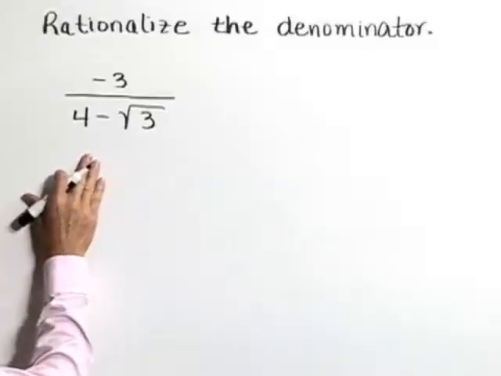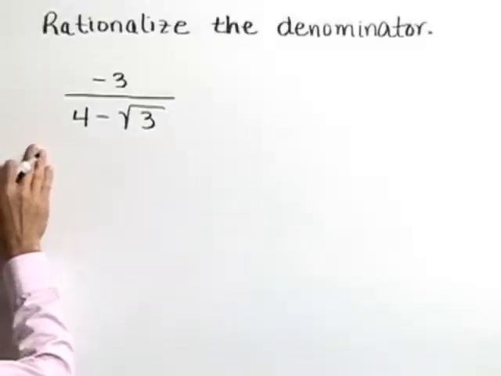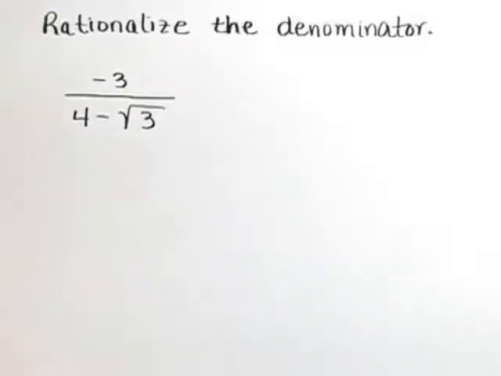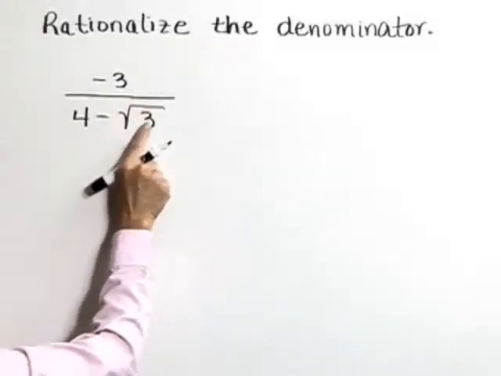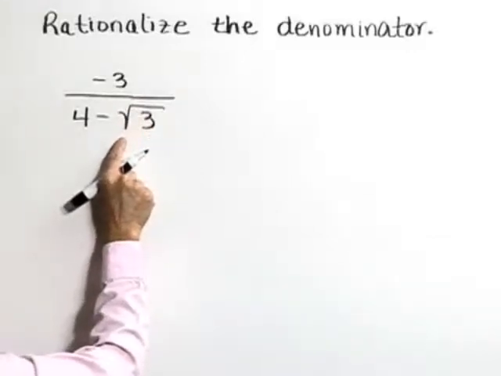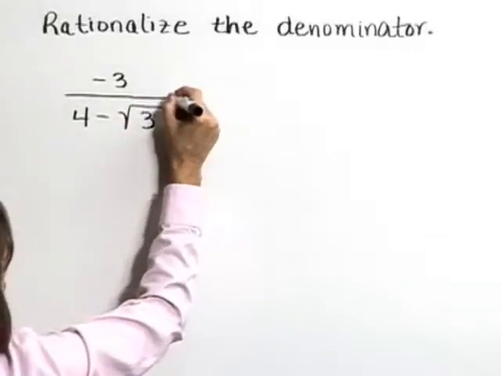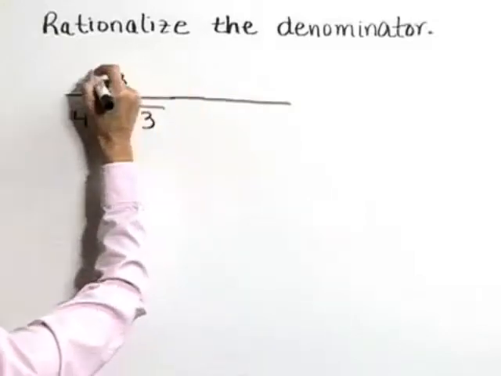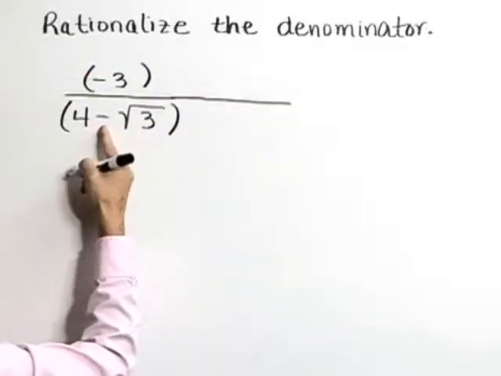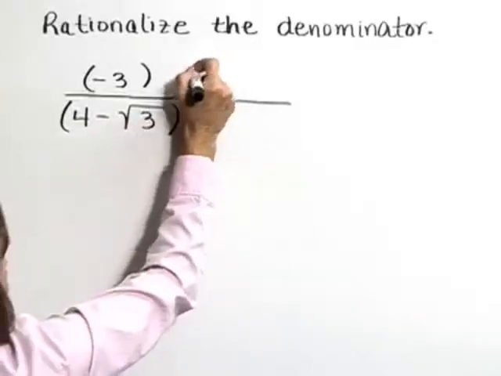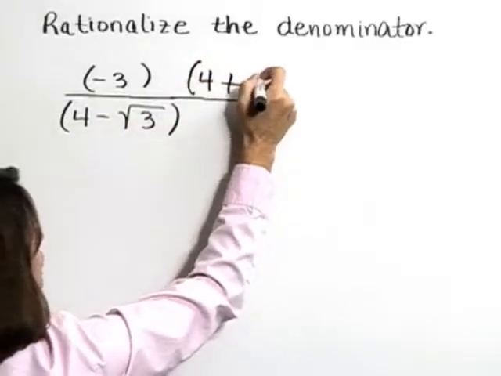Rationalize the denominator for the expression negative 3 over 4 minus the square root of 3. Well, to rationalize the denominator, we want to eliminate this radical sign from the denominator. And we're going to do that by multiplying both the numerator and denominator by a conjugate form of this denominator, 4 plus the square root of 3.